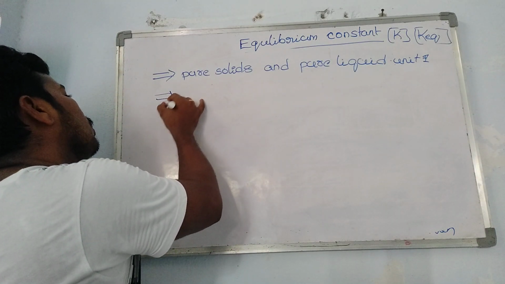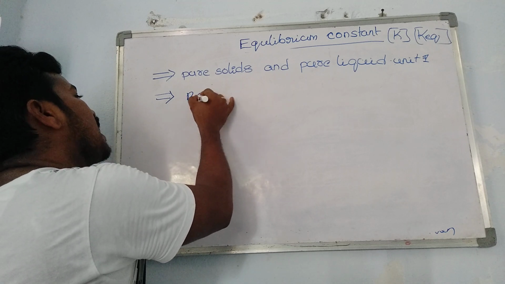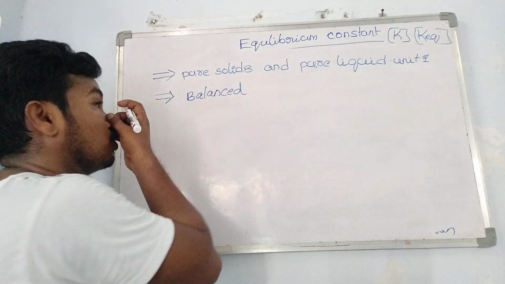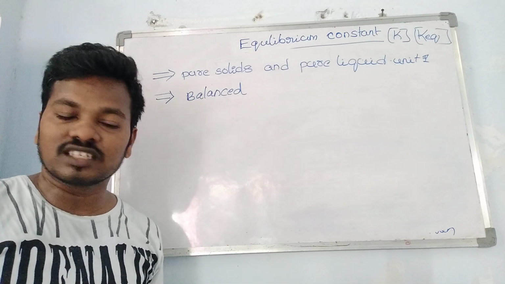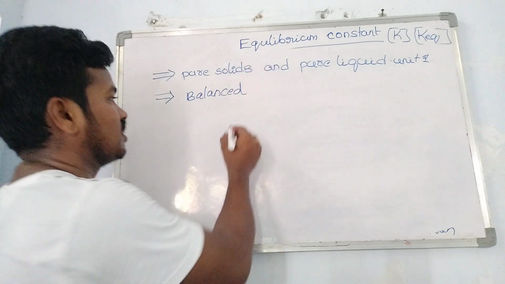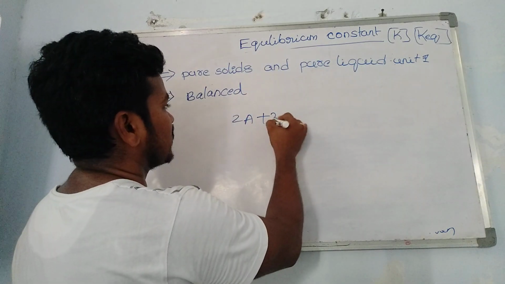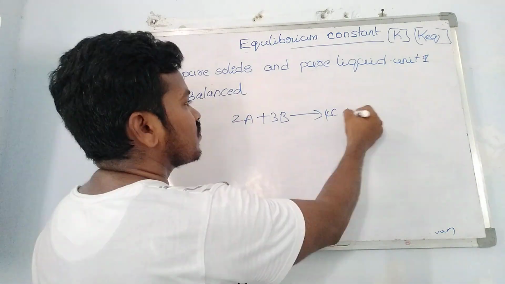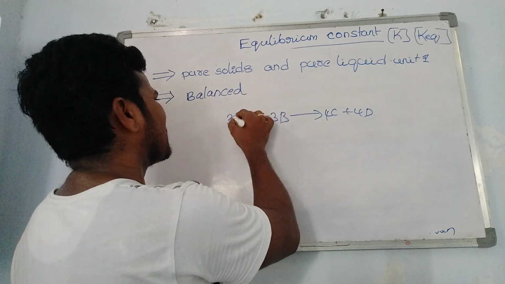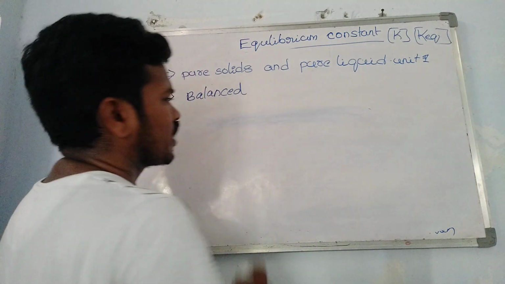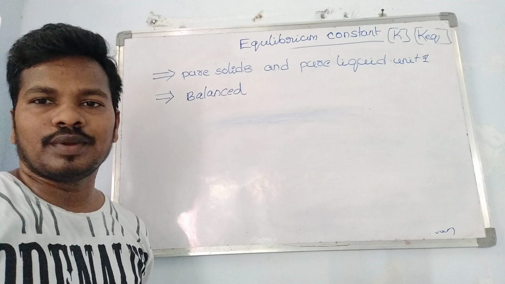So here, the reaction should be balanced with the lowest integers only. That means 2, 3 like that. We should not take 200, 300. For example, 2A plus 3B is fine. While writing the balanced equation, we should not use 300, 400, the highest integers, because that will make it very complicated to write the equilibrium constant.